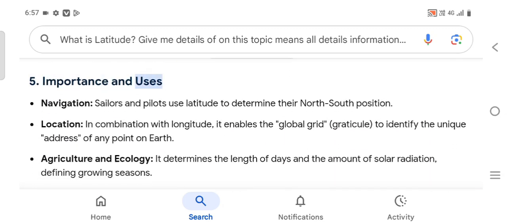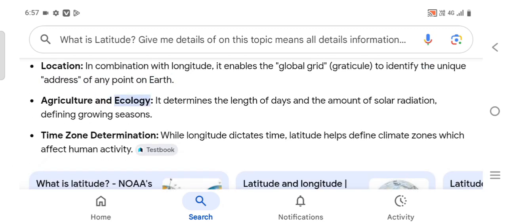5. Importance and uses. 1. Navigation. Sailors and pilots use latitude to determine their north-south position. 2. Location. In combination with longitude, it enables the global grid, graticule, to identify the unique address of any point on Earth. 3. Agriculture and ecology. It determines the length of days and the amount of solar radiation, defining growing seasons. And 4. Time zone determination. While longitude dictates time, latitude helps define climate zones which affect human activity.